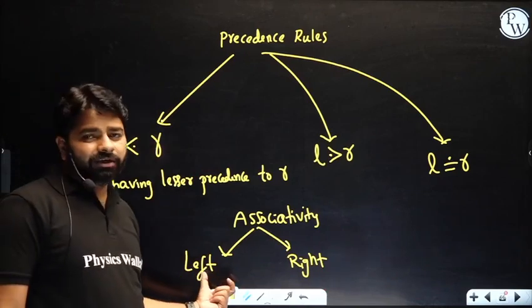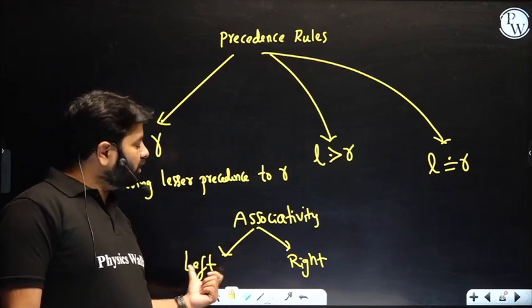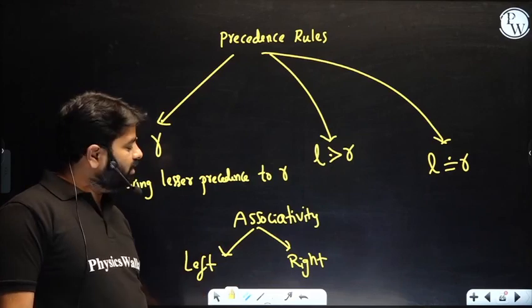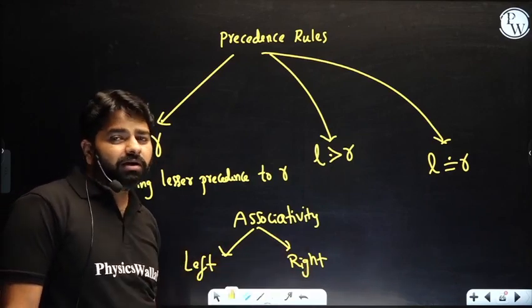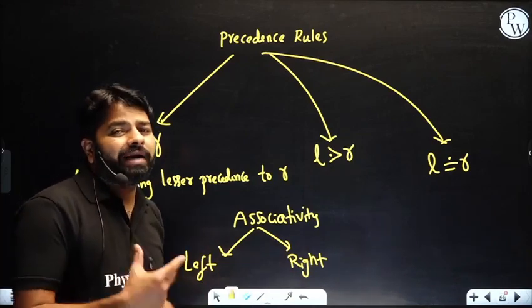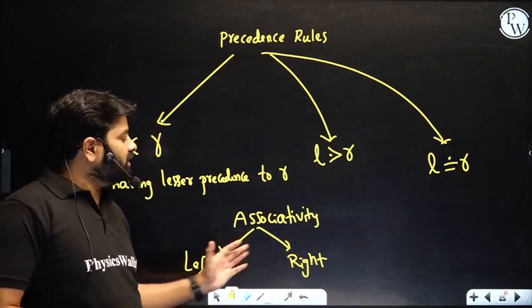When do we use left associativity? If you want to give more precedence to the left operator. When do you want to use right associativity? When you want to give more precedence to the right operator. Okay, so these are also important.